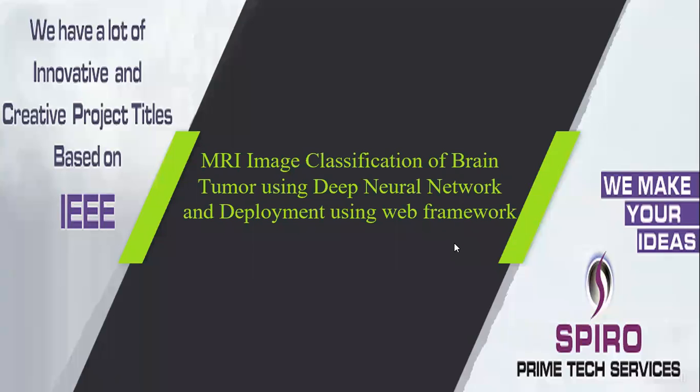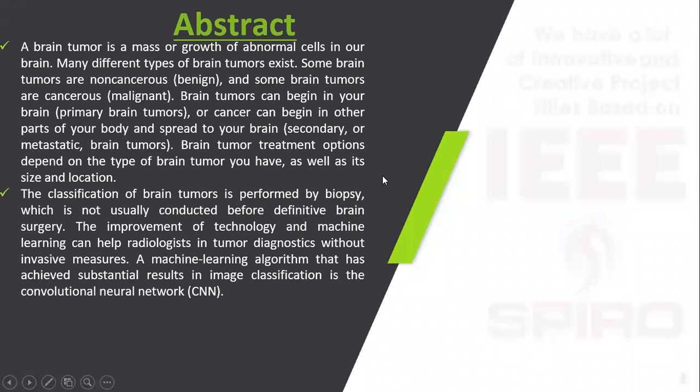Project code ITPYIP11. Project title: MRI Image Classification of Brain Tumor using Deep Neural Network and Deployment using Web Framework. Abstract. Brain tumor.